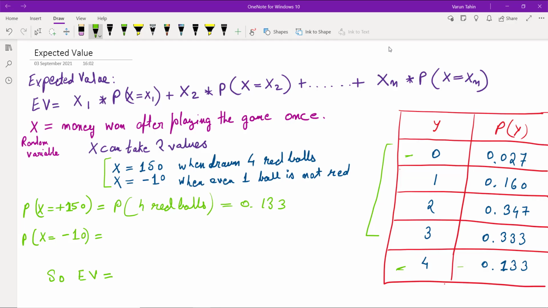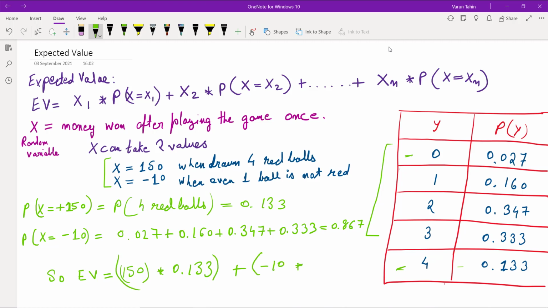So we will substitute these values over here. So 0.027. Okay. And now what we have to do is we need to calculate the expected value. So as we have seen earlier, it is nothing but just the summation of the product of X and their probabilities. So we'll consider X as 150, and then the probability for X as 150 is 0.133, plus -10 into 0.867. So this comes to 11.28, which is positive.